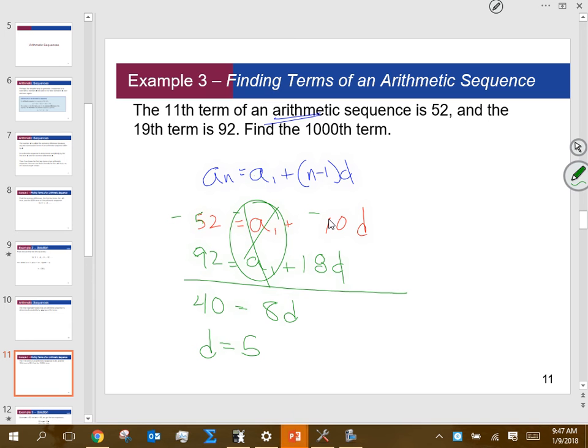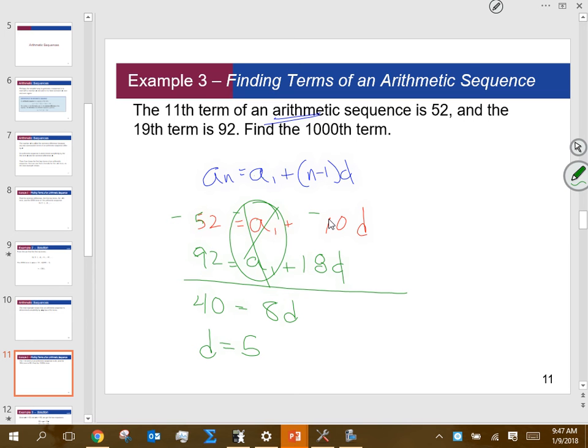Okay? So that process targets finding that difference between knowing the 11th and 19th term. It allows us to find that 5 is what's going to get you from the 11th term being 52. I keep adding 5, so I go 57, and then 62, and then 67. I keep doing that. If I do that up to the 19th term, that 19th term will be 92. Does that make sense? Okay.